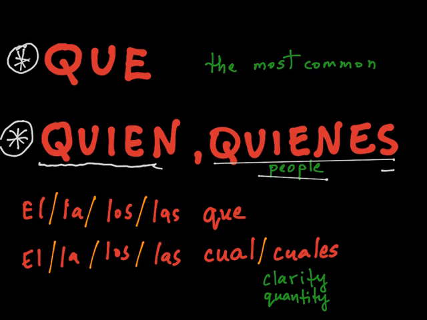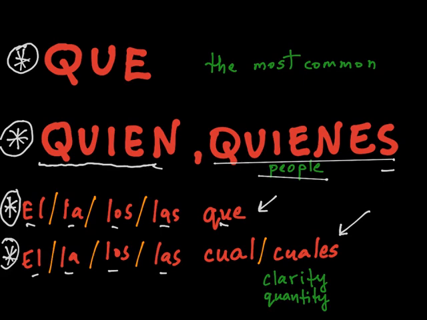Okay, and then you have these sets, and the reason that they look so numerous is because in Spanish there is gender and number. So el que, la que, los que, las que. And then you have el cual, la cual, los cuales, las cuales. So this one also has a number in here, while this one doesn't.